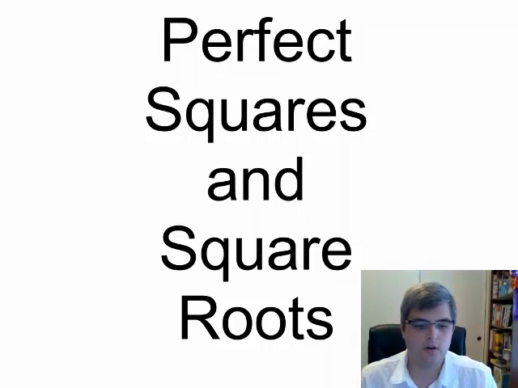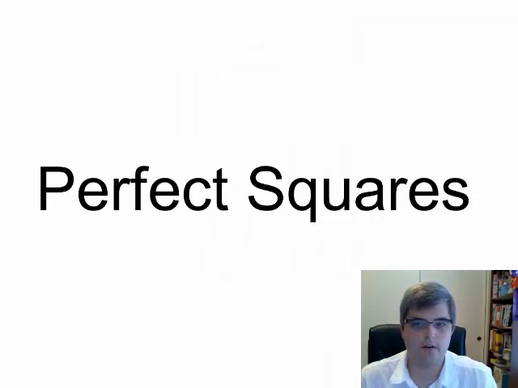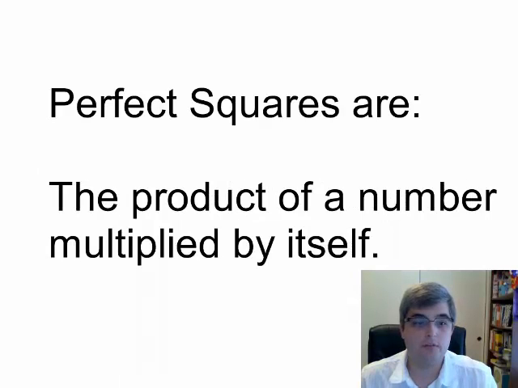This is a two-part lesson, so let's start with the first part, perfect squares. Now we're thinking perfect squares here. Perfect squares are the product of a number multiplied by itself.